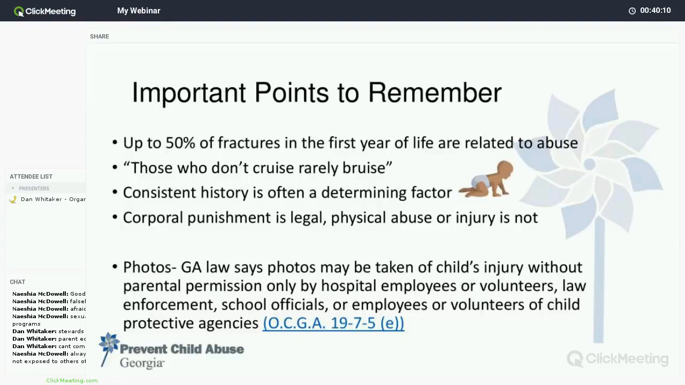We also wanted to list some professionals that are permitted to take photos of a child's injury without parental permission. This is a newer code, and I think there were just a lot of people taking pictures, and there was concern over who was taking pictures of children without permission. So this law now outlines who specifically is protected under the law and is able to take pictures of the children without parental consent. Here we see hospital employees or volunteers, law enforcement, school officials, and if it is a school official, I would say always send them to the nurse if you have a nurse on staff, or the school counselor, or other employees or volunteers of child protective agencies.